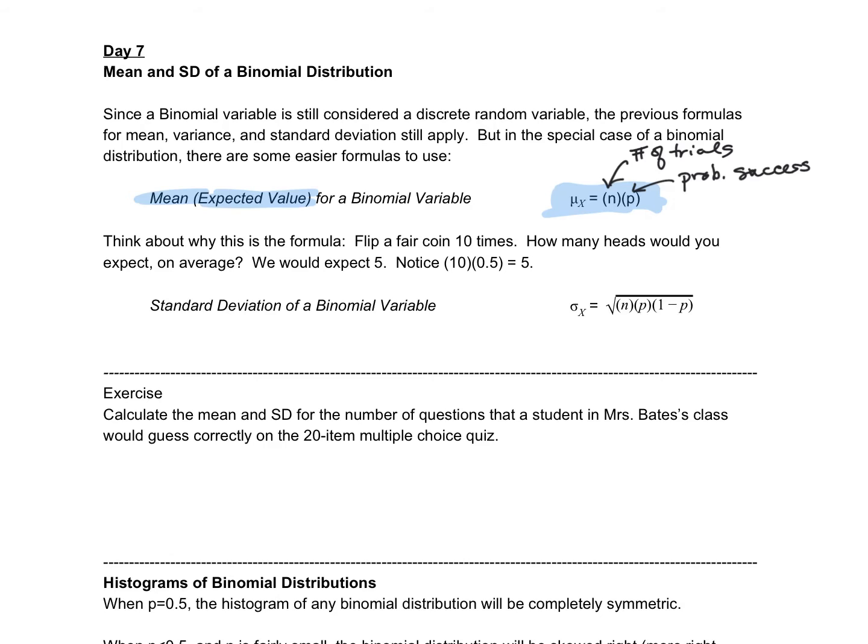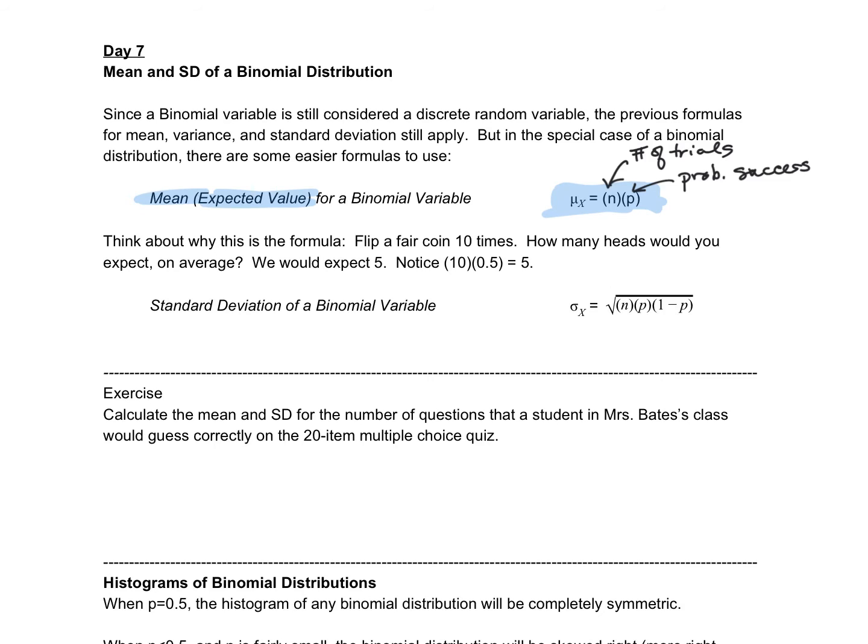Now here's the thing. This is a shortcut because remember, we can create a probability distribution. How do we find the expected value of a probability distribution? Multiply straight down and add them. So instead of having to do that, we've got this shortcut. Boy, that's a nice shortcut. We just take the number of trials times the probability of success. That gives us our average number of successes.